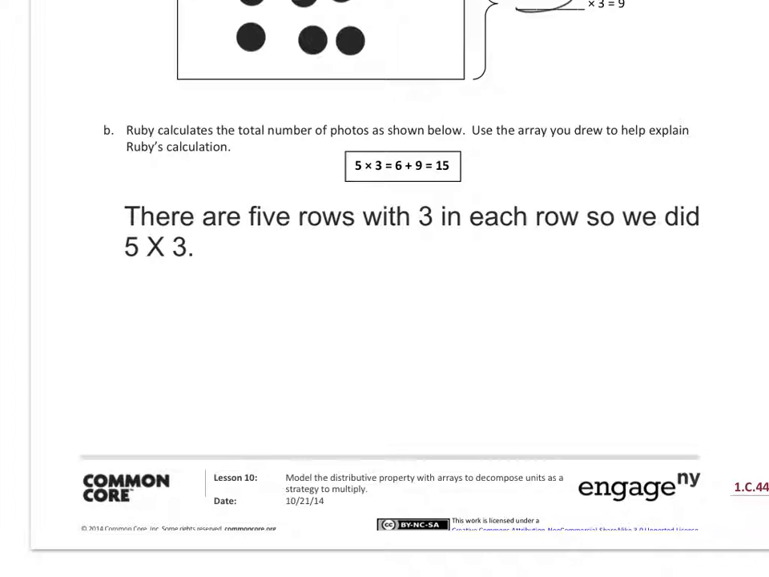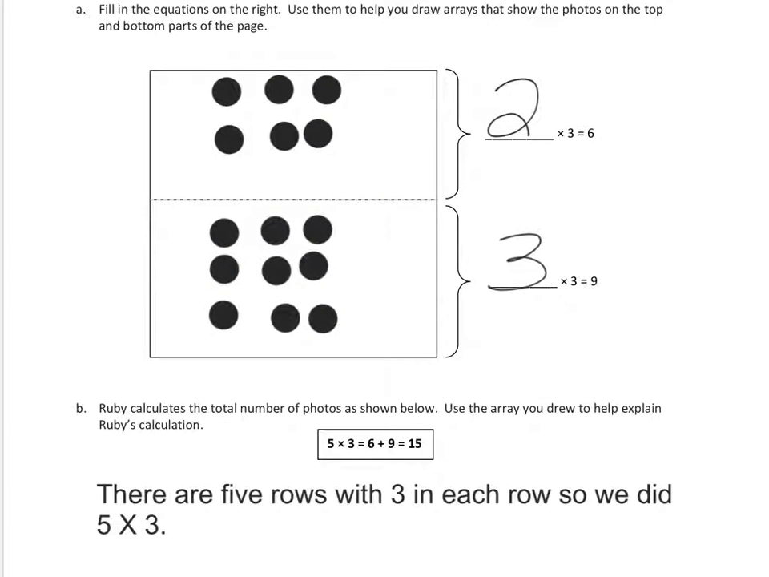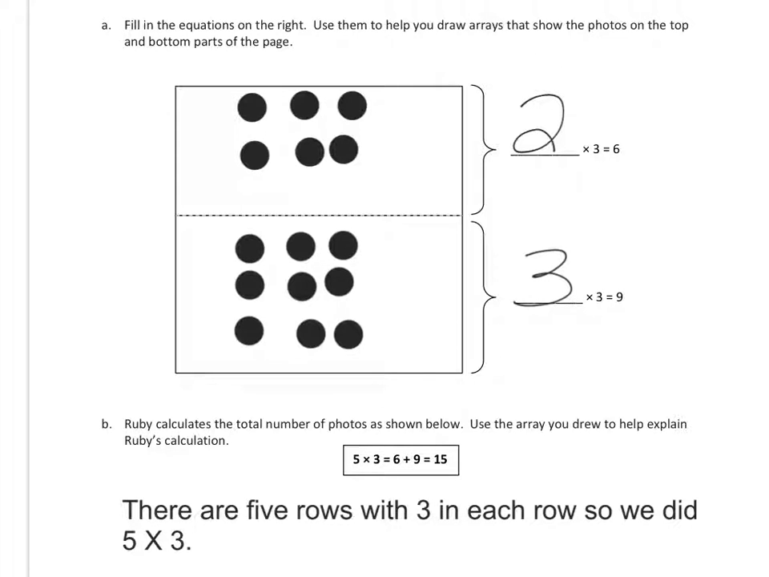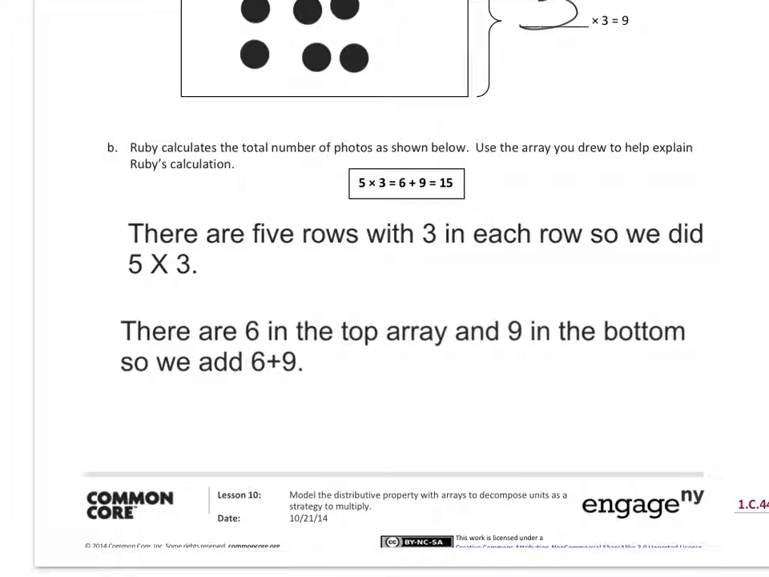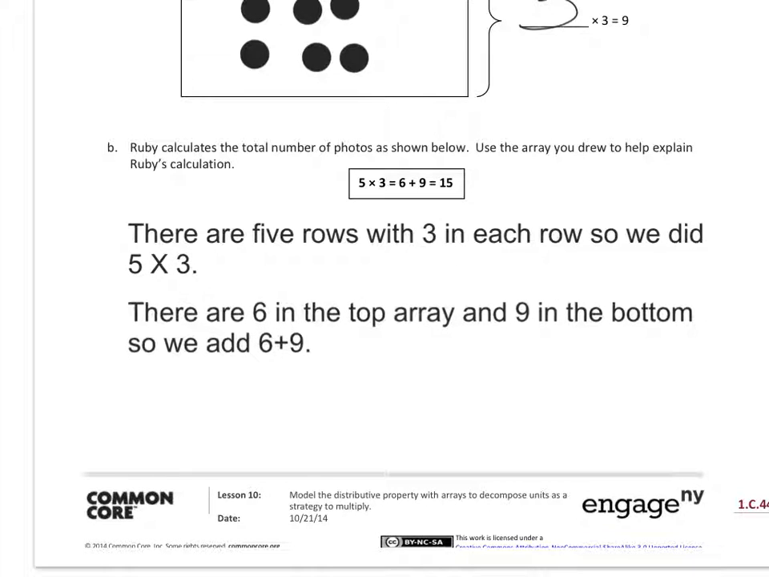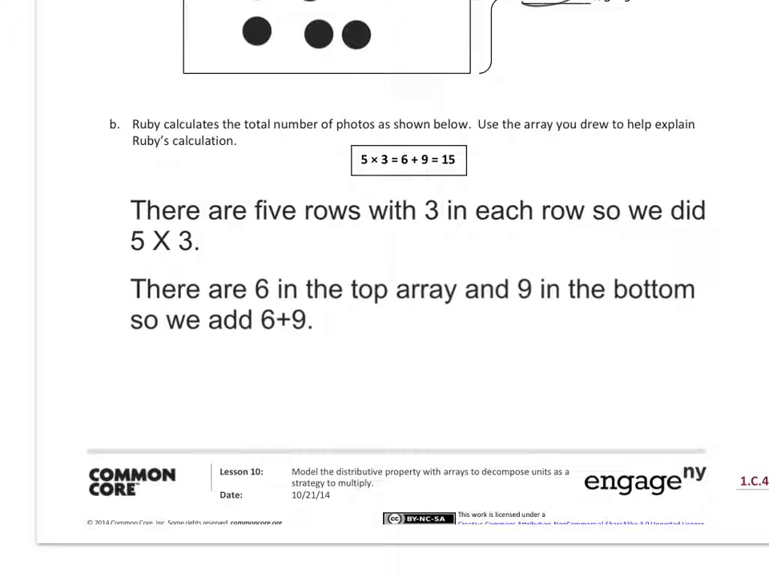Now my next part is 6 plus 9. Looking back at my picture, where do you see 6 and where do you see 9? Well, 6 is the top part of the page, and 9 is the bottom. So let's write that down. There are 6 in the top array and 9 in the bottom. So we add 6 plus 9.